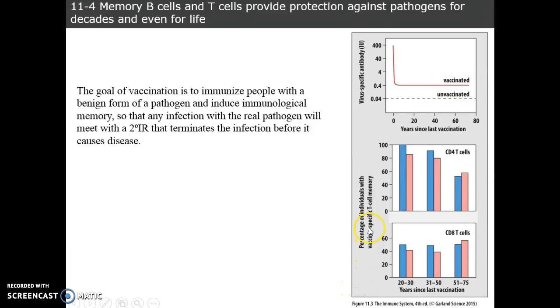And then here, percentage of individuals with vaccinia-specific T cell memory. So vaccinia is the smallpox. And here the different colors represent, in the blue, individuals who received only one vaccine.